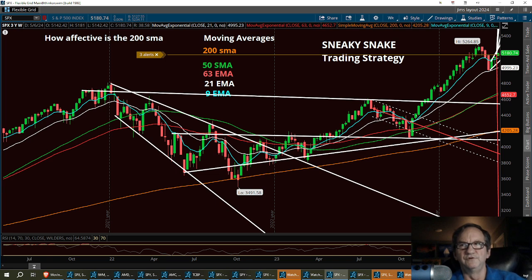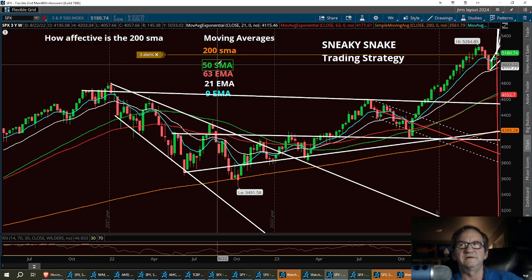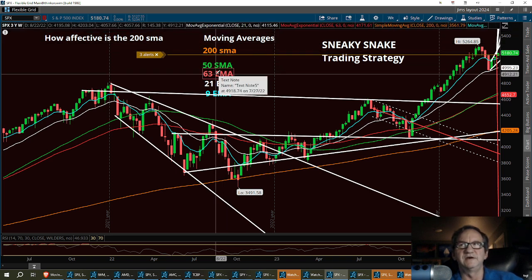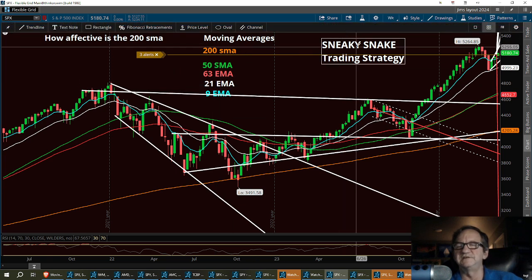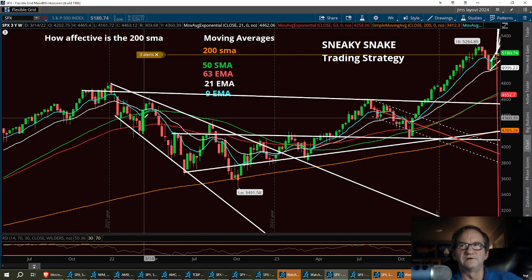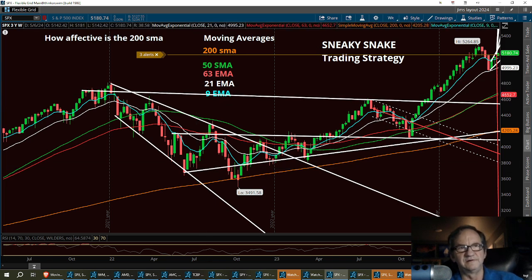Chart patterns, moving averages, and being in the now. I hope this makes a difference in your trading. Summary: moving averages, the 200 SMA, the 50, and then the EMA 63, the 21, and the 9. This is the sneaky snake trading strategy where I talk about chart patterns, moving averages, and being in the now. And have a great day, and I love stocks.